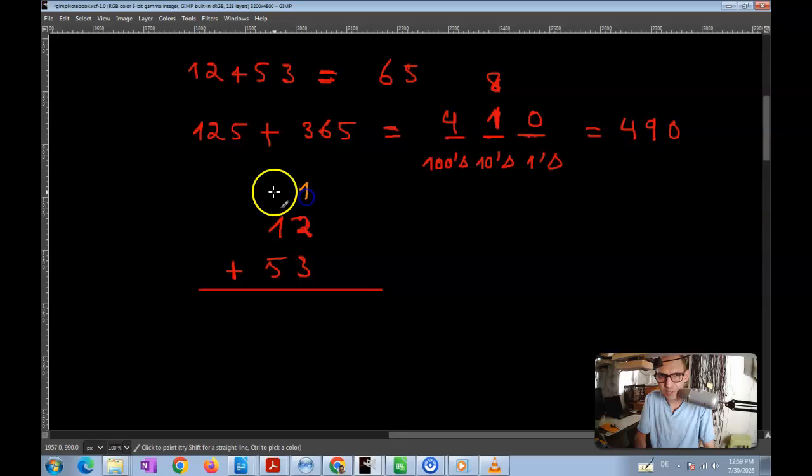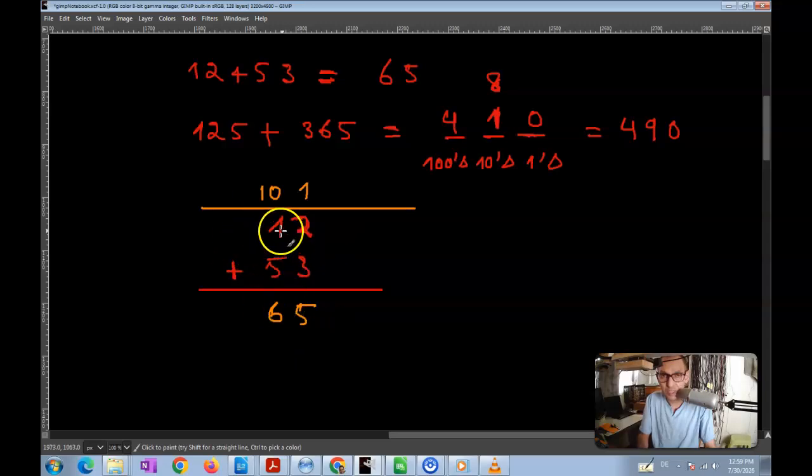This is the ones place value, and this is the tens place value. And so now I know that I have 2 groups of 1 and 3 groups of 1. That's essentially 5 groups of 1. And I have 1 group of 10 and 5 groups of 10, so that's essentially 6 groups of 10. So a 12 plus a 53 is a 65, right?